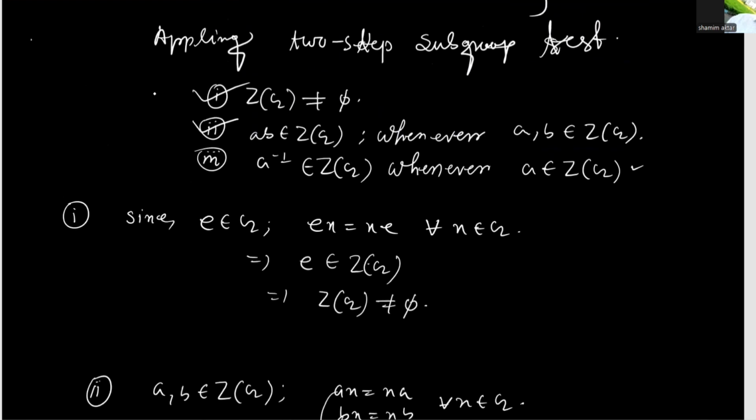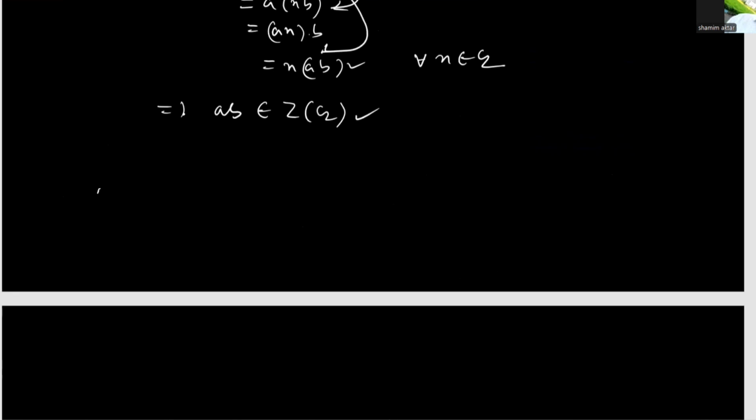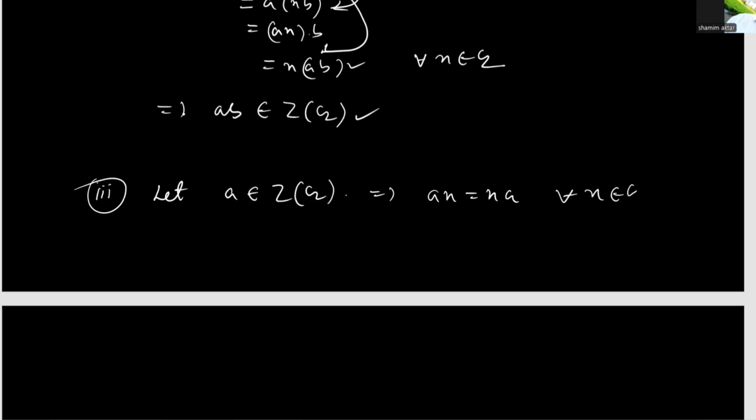Now the third condition, inverse. For the third, let a be any element of the center of G. Okay, so this implies, by the definition of the center of G, ax = xa for all x belonging to G. Okay, we want a inverse x = x a inverse for all x belonging to G. Okay, if this holds, then we imply a inverse belongs to Z(G).